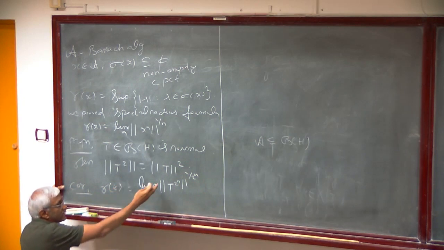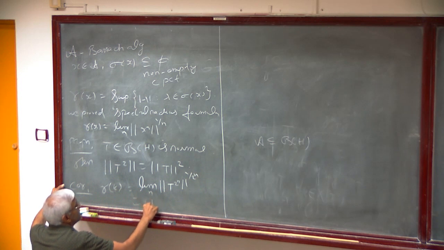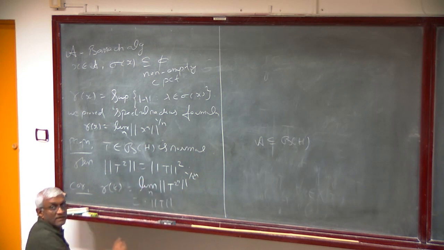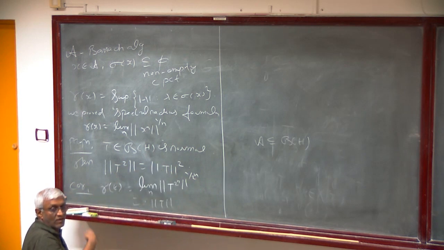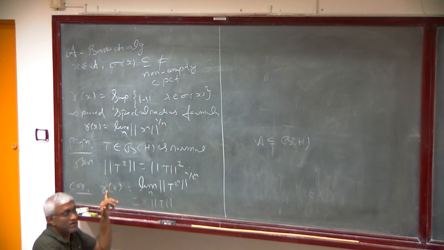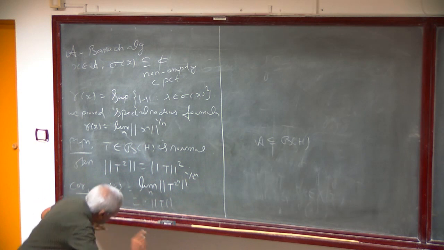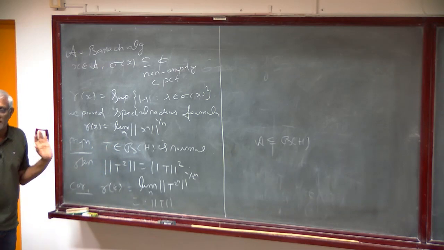Instead of norm T power n to the power 1 by n, we can take it like this, which is equal to the limit, which is equal to norm T, if norm T squared equals norm T squared is satisfied. So T squared, T power 4, everything is normal. T squared is also normal, T power 2n is normal, so you can take the 2 power n out. So this is equal to norm T. For a normal operator, the spectral radius is the same as its norm.